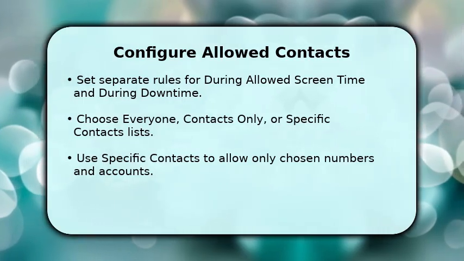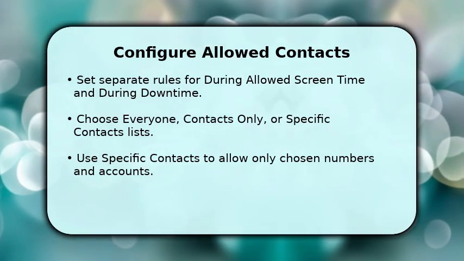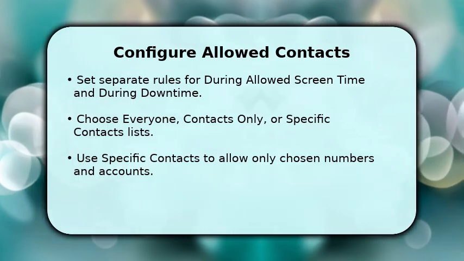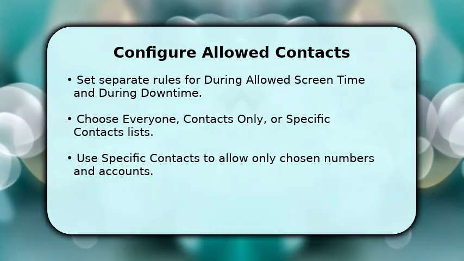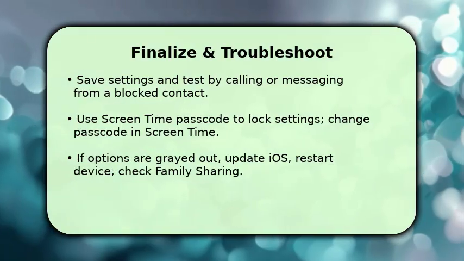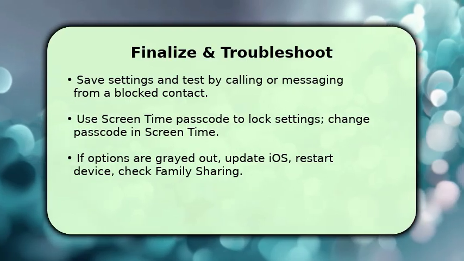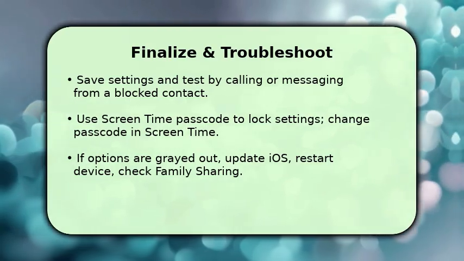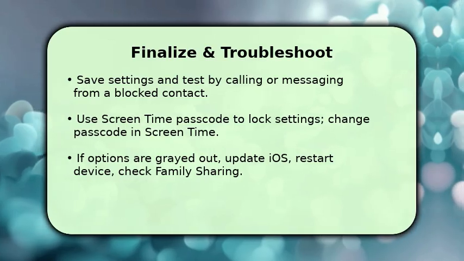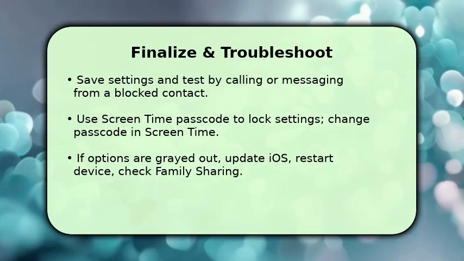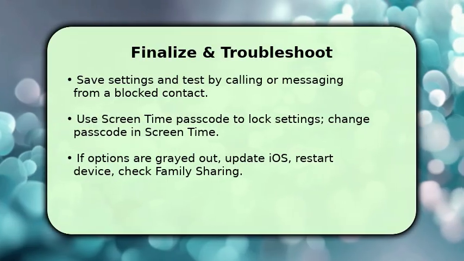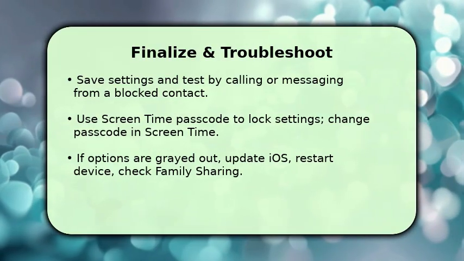Once you configure both contexts, iOS will enforce stricter rules during downtime and allow broader access during allowed screen time. Finally, save your choices and test immediately by trying a call or message from an excluded contact. The device should block or silence it per your settings. Make sure the Screen Time passcode is set so the limits can't be changed without it. Change that under Screen Time, Use Screen Time Passcode.